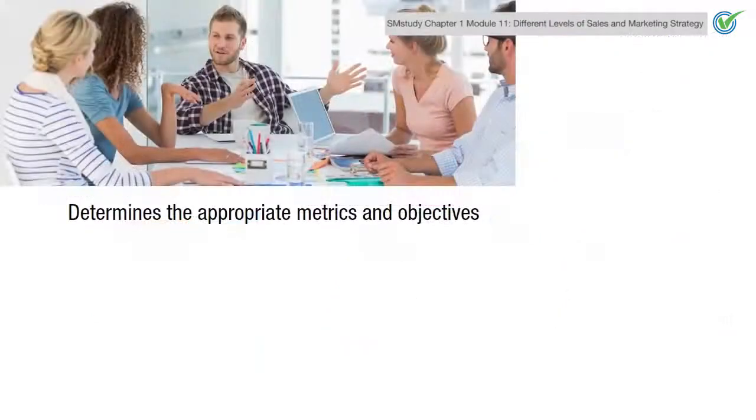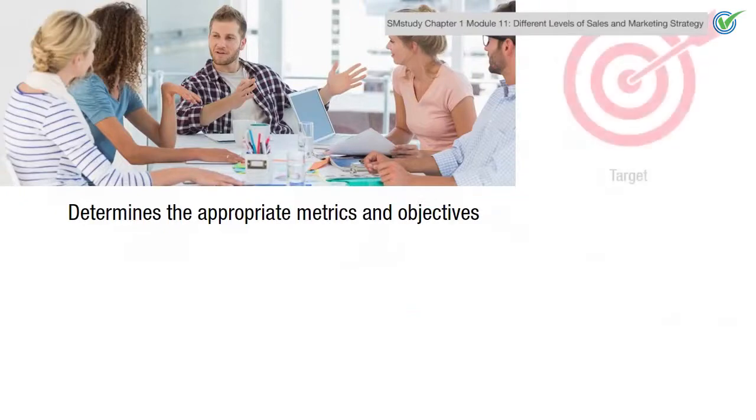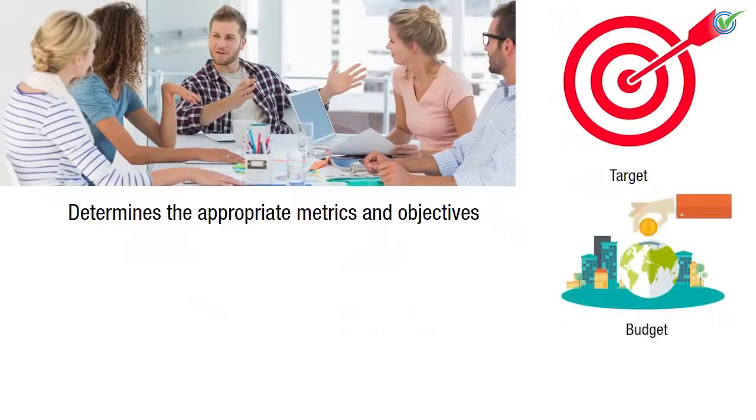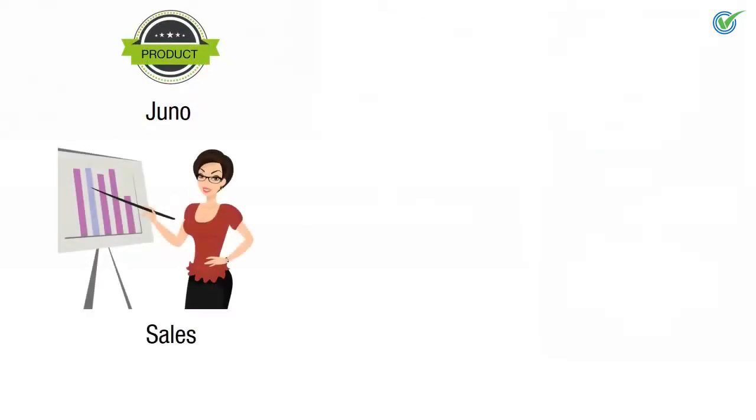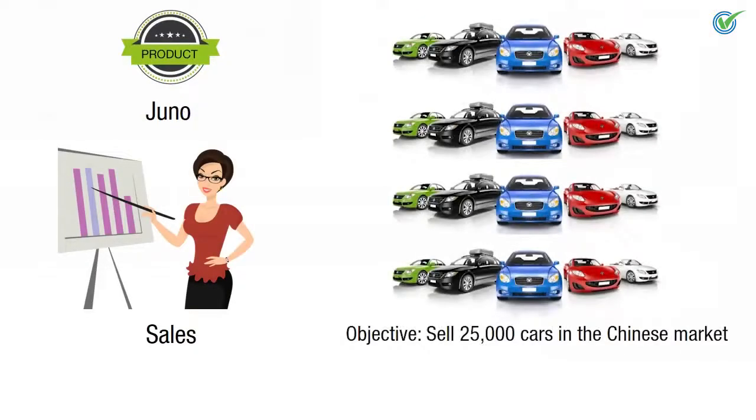Each team then determines the appropriate metrics and objectives that will help reach the team's growth target, and a budget is allocated to each marketing aspect. Juno's key metric is sales, and its main objective is to sell 25,000 cars in the Chinese market the year after the vehicle is released.